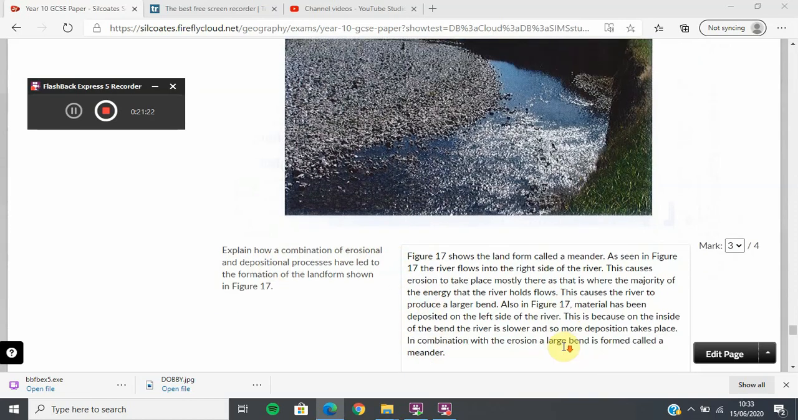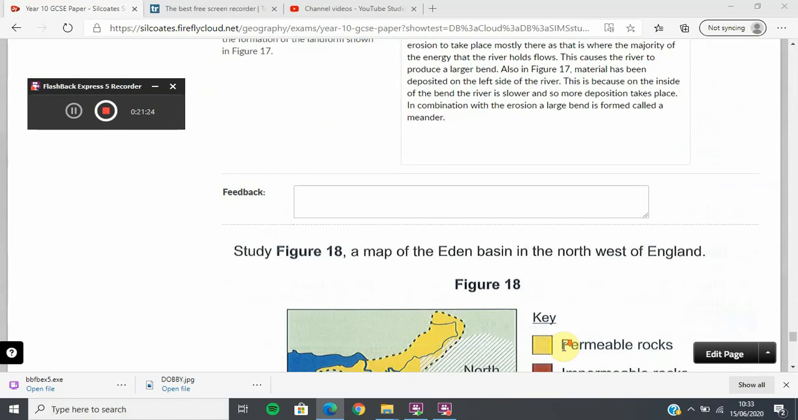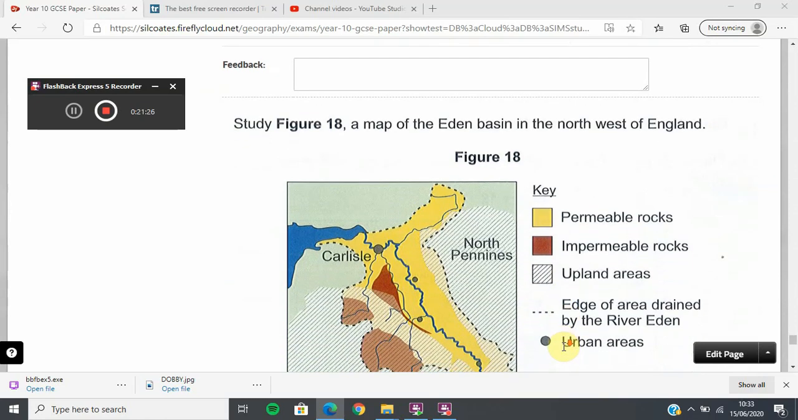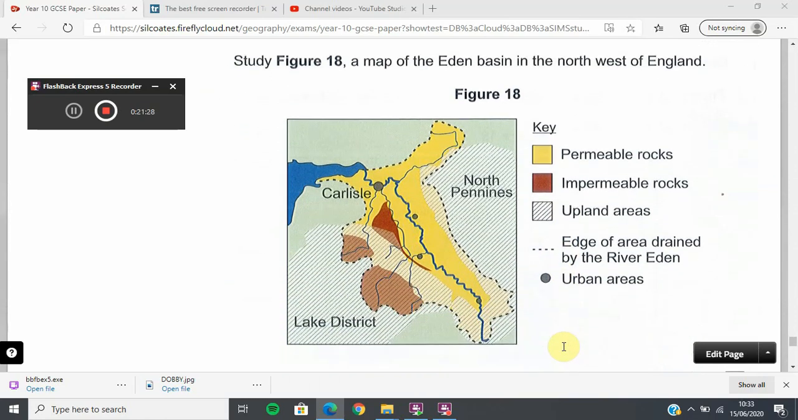Okay, right. So next one. This was a tricky little question, definitely. So study figure 18, a map of the Eden Basin in the northwest of England. We can see here that we've got the Lake District. Now, permeable. Most of us, I think, understood this, but there is a key thing. Permeable means water can go through it. Impermeable means water can't go through it.